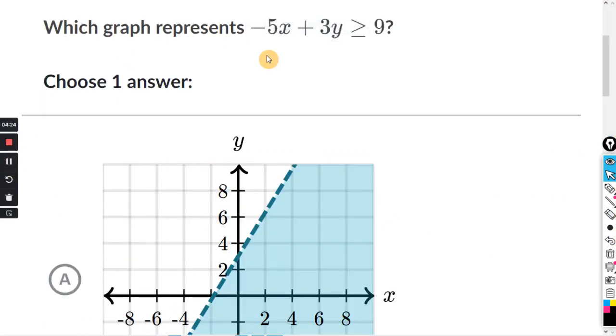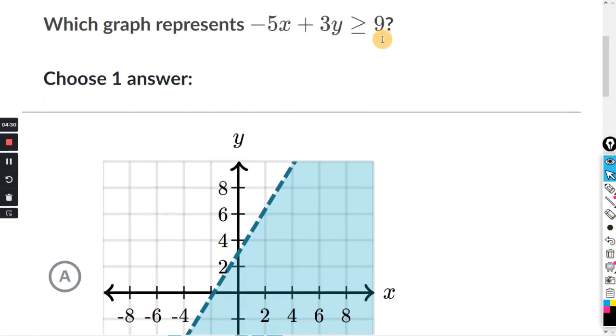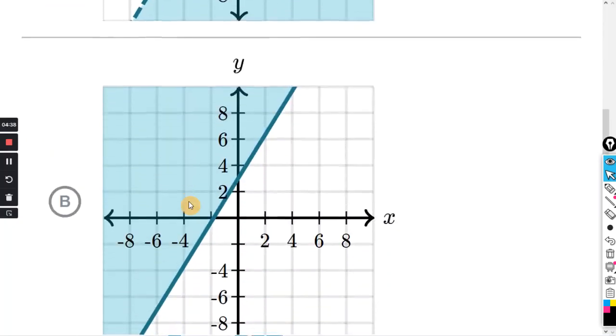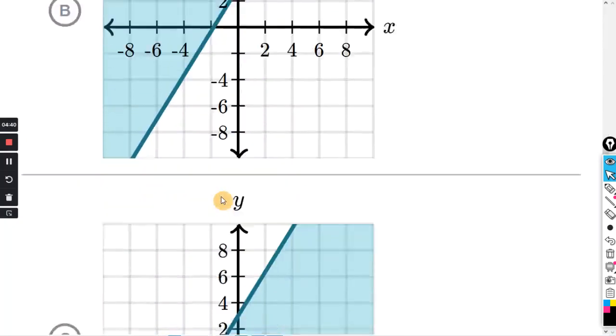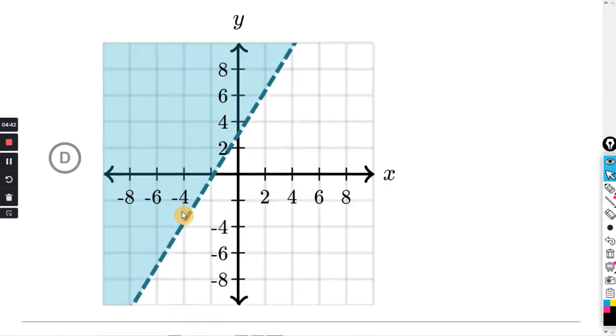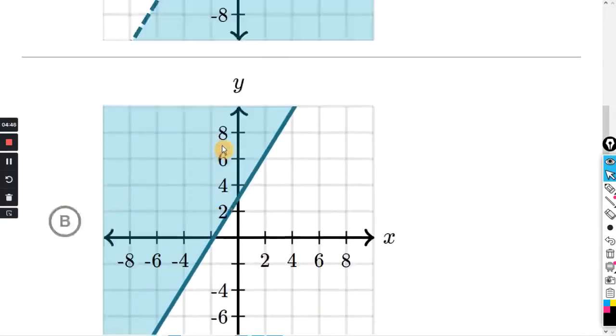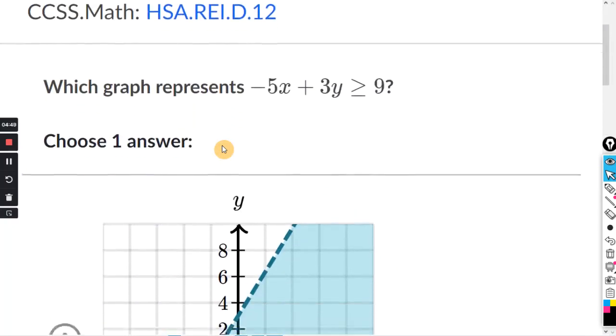All right, which graph represents negative 5x plus 3y greater than or equal to 9? Let's check out slope and y-intercept first. Here it hits at 3, and it's a positive slope. Same here, same here. I think all the lines will be the same as far as slope and y-intercept, so you don't have to worry about that part.